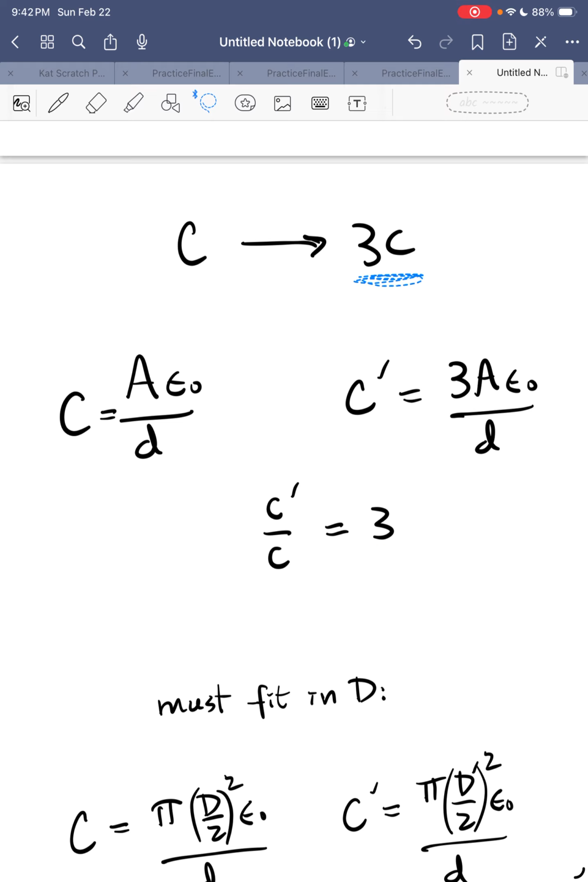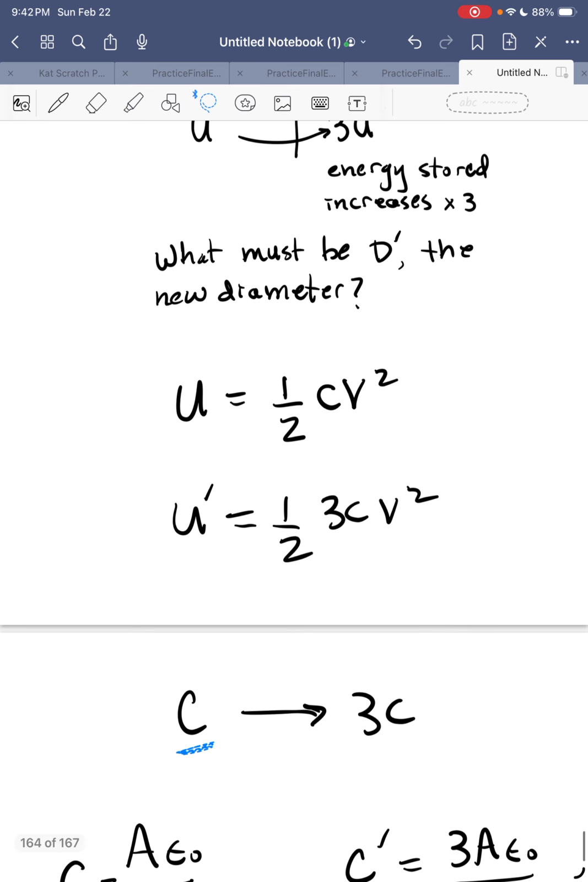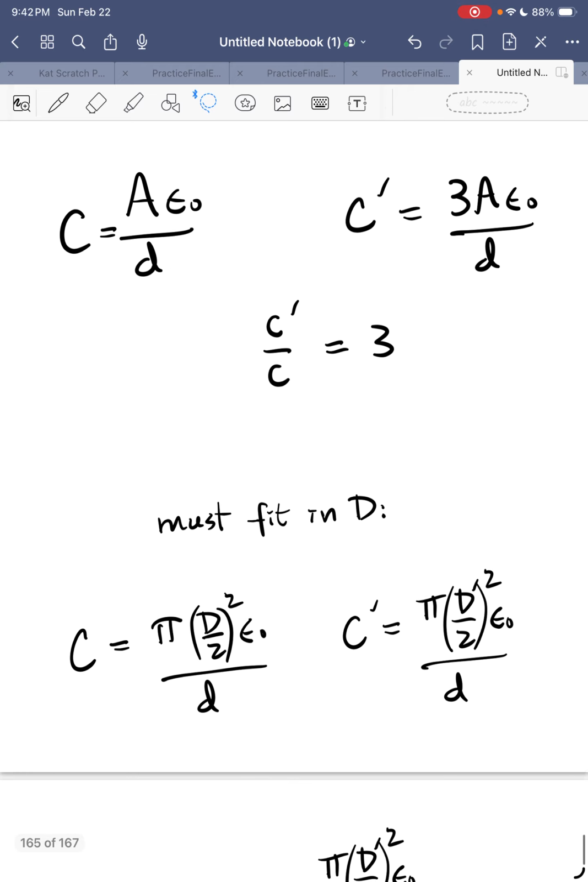Here's the C prime. This is the new capacitance we're going to. It's 3 times the original value of C. And we know from this previous formula that's going to give us 3 times the potential energy. Okay, so we're off to the races in a sense.